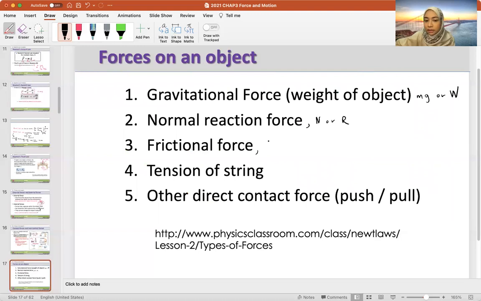Then we have frictional force, yang ni tak boleh ada dua, ni satu je. Rupa dia small f. Tension on string is called capital T. And then other direct contact force, push or pull, you just label it as it is. Contohnya, if you are kicking a ball or pushing a ball by 10 Newton, you just label it as 10 Newton, or you can label this as F1. Boleh. F1 ke F2 ke F3 ke. Don't use Fx lah. And when you want to resolve, then baru pakai Fx, Fy. Saya dah bagi hint dah. Memang ada resolve kan kat sini.